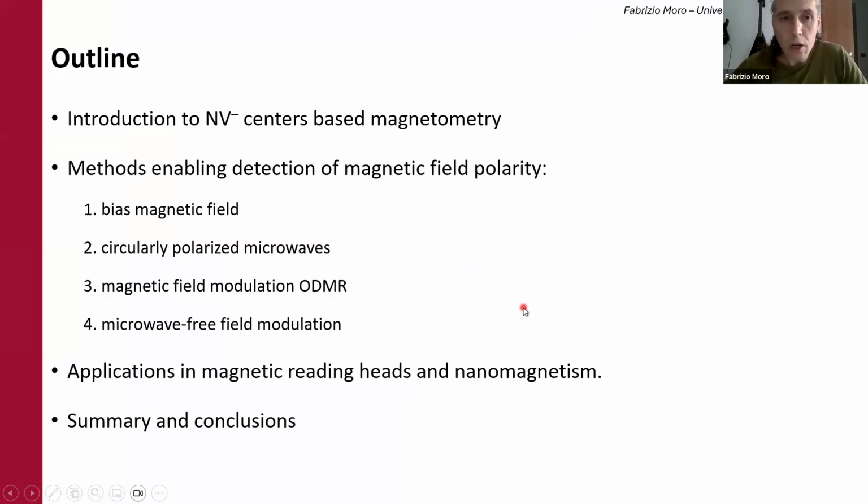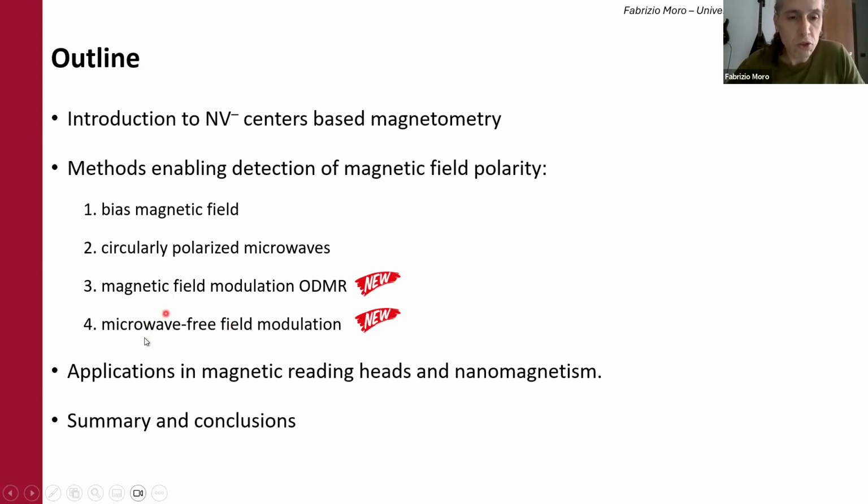So I assume that most of you are familiar with NV centers and ODMR methods. Therefore, I will go straight to an introduction to NV centers based magnetometry. And I will delve into methods enabling detection of magnetic field polarity based on a biased magnetic field and circularly polarized microwaves. And then I will show you two new methods that I have implemented in my laboratory, based on lock-in detection of a magnetic field with amplitude modulation of a magnetic field with a conventional ODMR, and also off resonance without using a microwave. Therefore, this can also be called all optical.